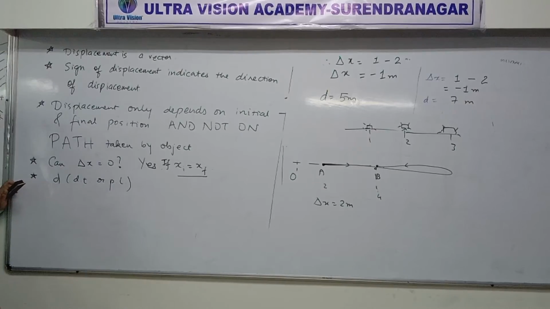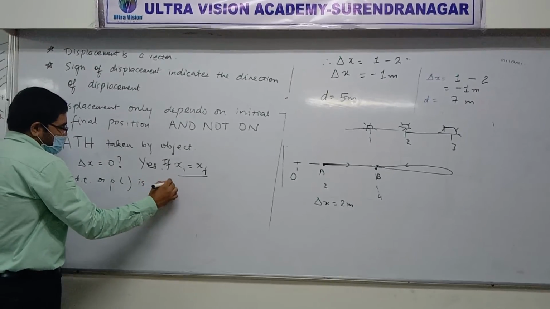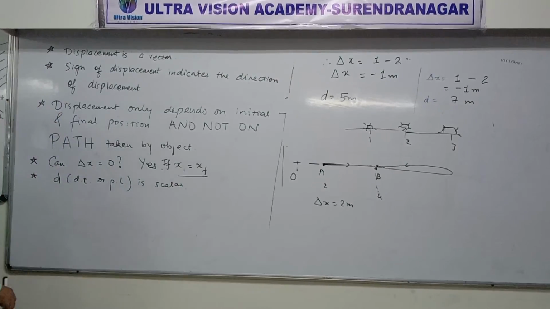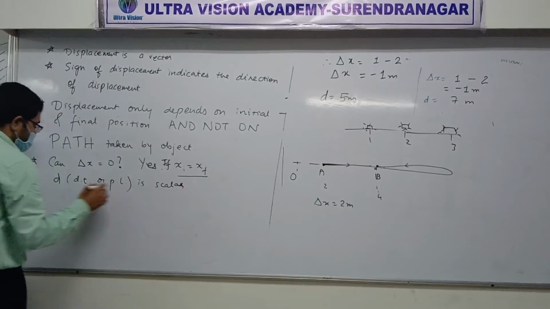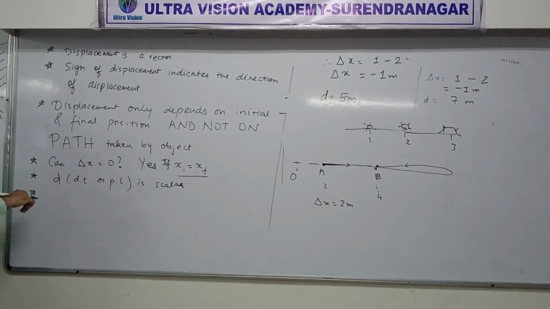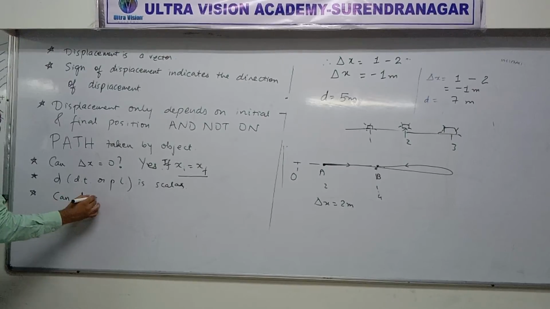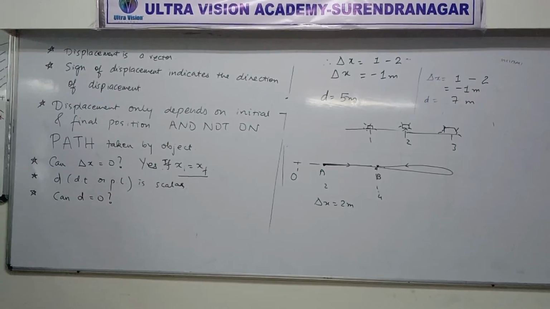Distance traveled or path length is scalar. Yes or no? Yes. That is, it does not have a direction, magnitude only. Next. Can d be equal to 0?